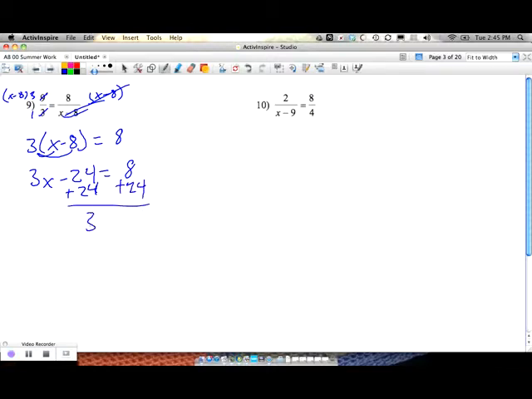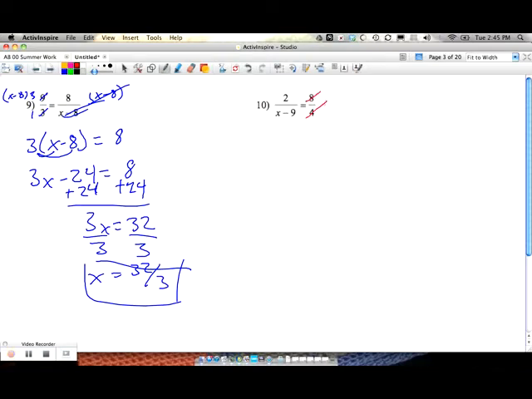So we got 24 added on both sides. 3x equals 32. Divide by 3. X equals 32 divided by 3, which is 10 and 2/3, or 10.66666666667, however you want to say it. This is fine for me. On your test, you'll probably see some multiple choices, maybe use a calculator, who knows.